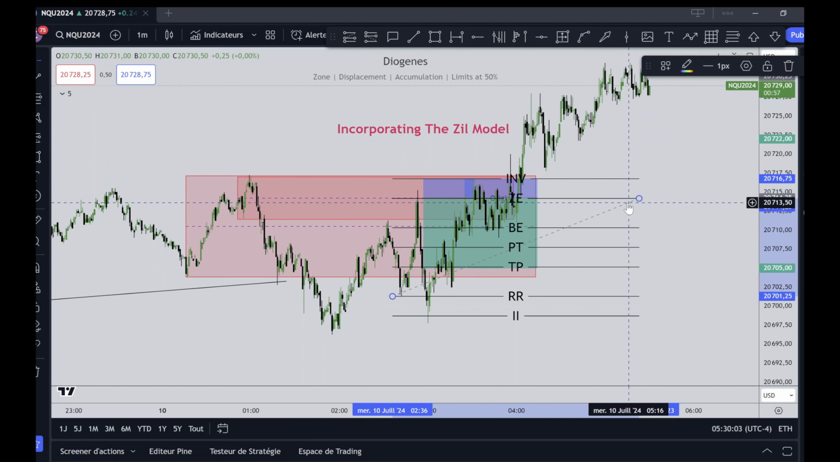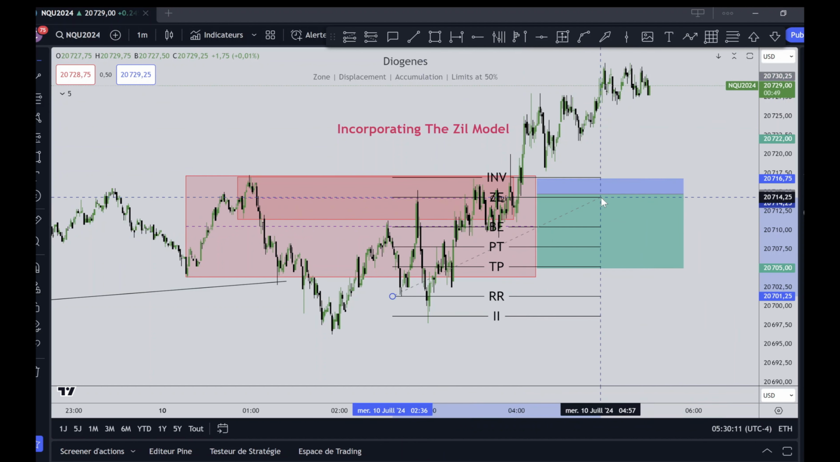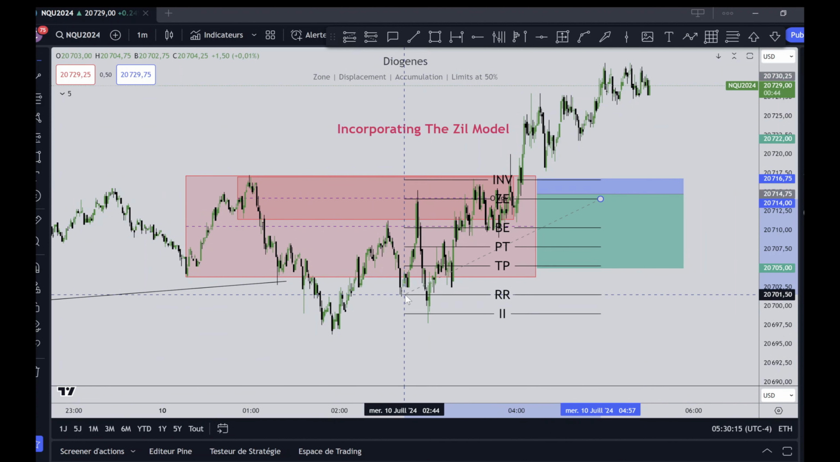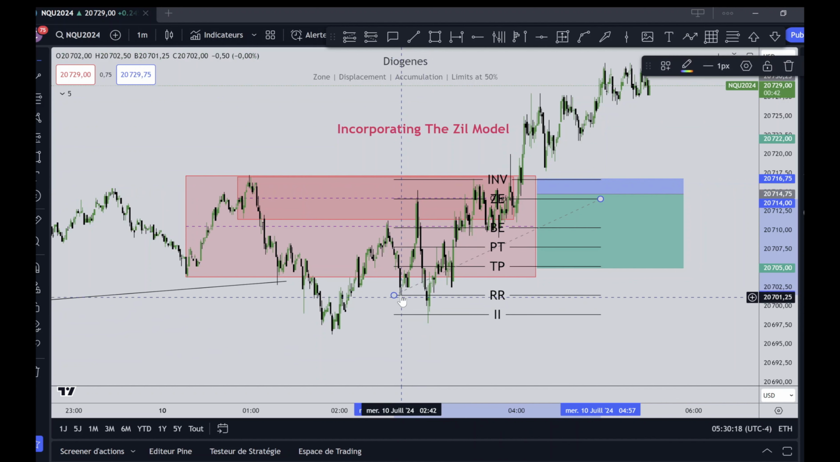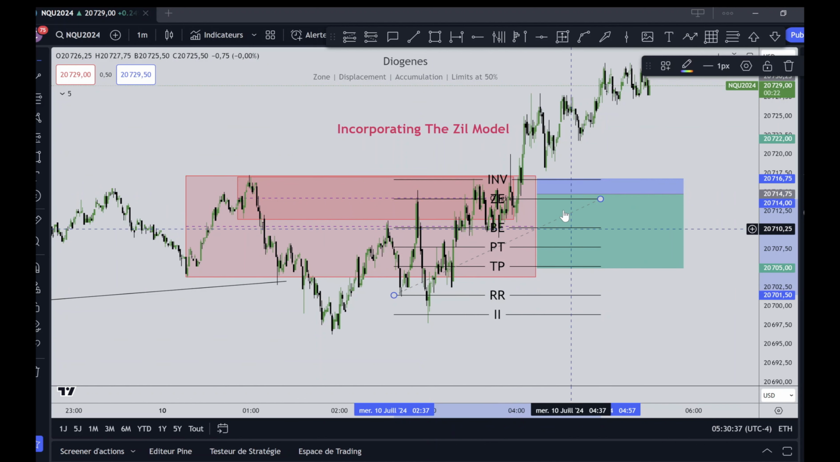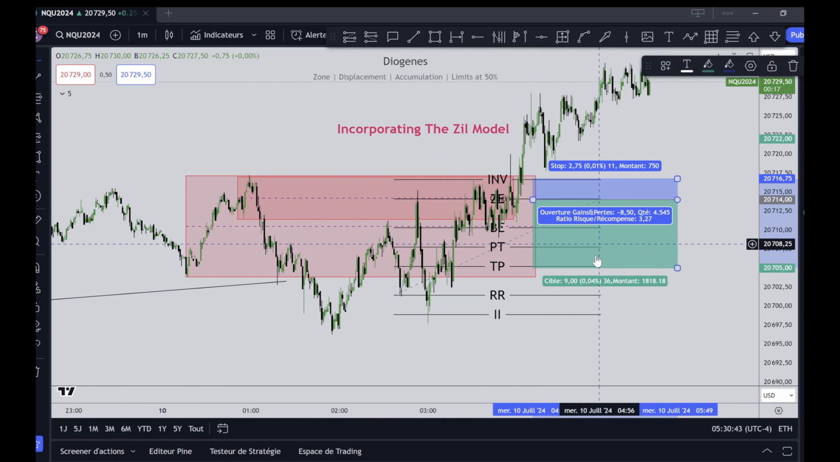So you guys can go check the video about the ZIL model and how we use it, but we put the zone entry at the 50% of the origin. We put the RR on the last impulse that got the price to that very 50% of the origin. We enter at the zone entry, we put our stop losses above the invalidation, and we target the take profits. As you can see here, we have a 3-hour trade minimum by design.